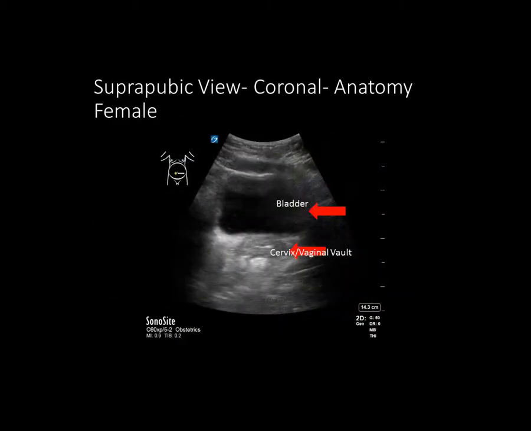The bladder will be seen in the near field and is usually slightly square-shaped with rounded edges and very anechoic with posterior acoustic enhancement, as seen here by the bright white posterior wall. In the far field, you can see the cervix with the os and the vaginal vault. The uterus typically wraps around the bladder.